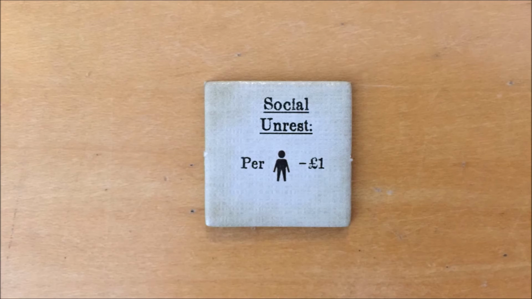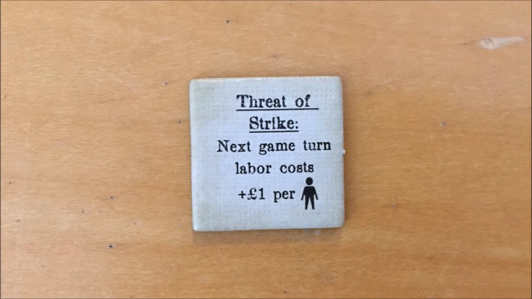When social unrest is revealed, each player must pay £1 for each worker he has. Threat of strike affects the next game round. Each worker's wages is raised by £1 for that decade.